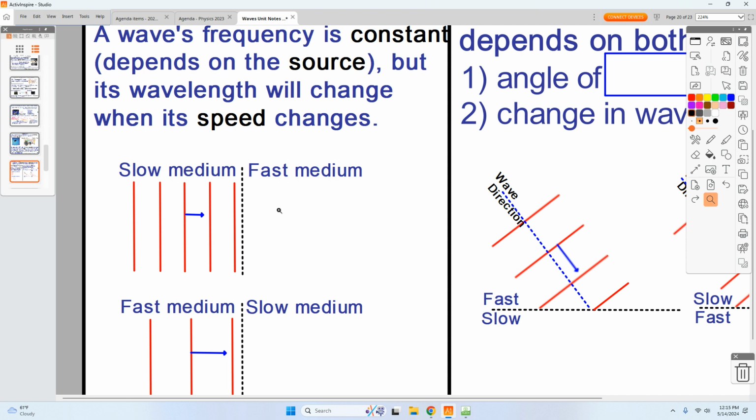Once you have that, see if you agree with your elbow partner on what that looks like for the slow to fast medium.